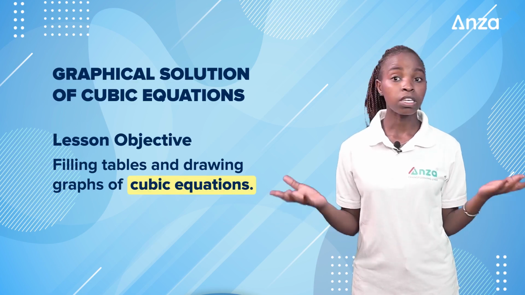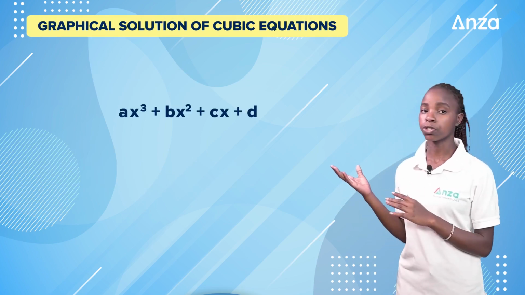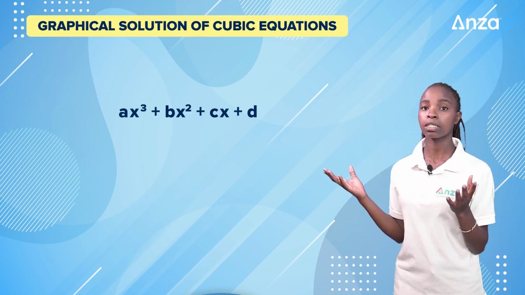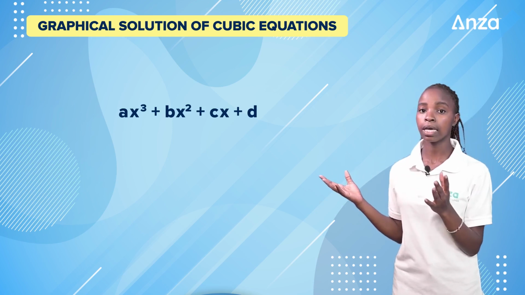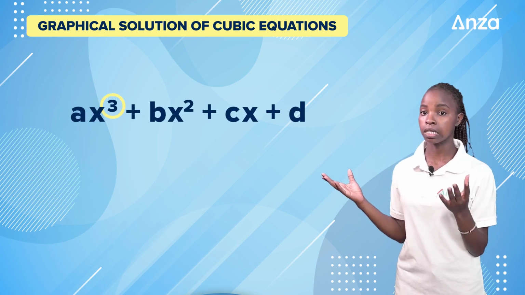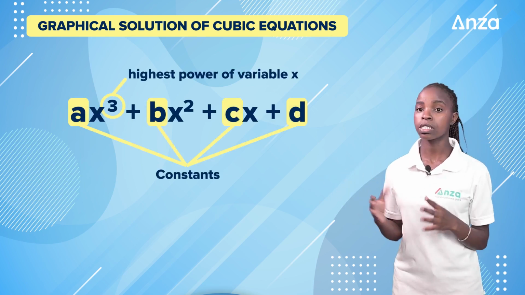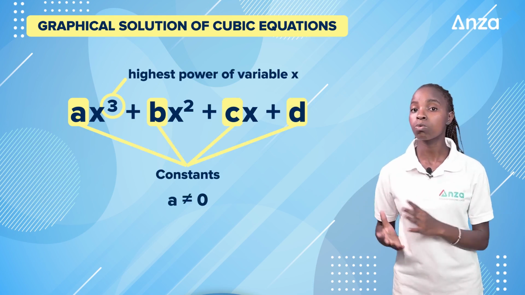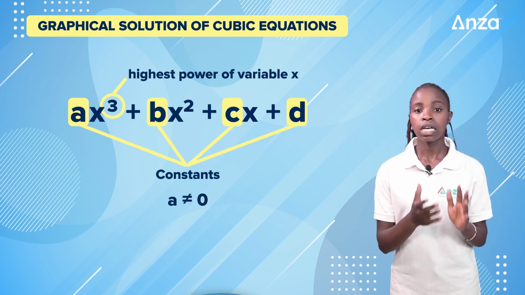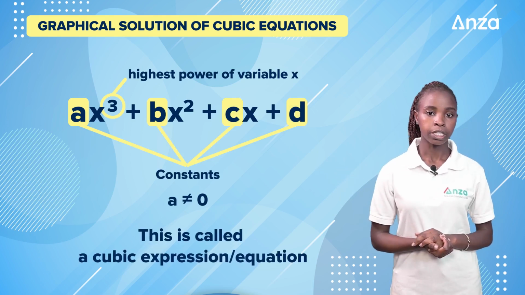But what is a cubic equation or expression? When you look at this expression, ax cubed plus bx squared plus cx plus d, the highest power of the variable x is 3, and a, b, c, and d are constants where a is not equal to 0. Such an expression as this is called a cubic expression.